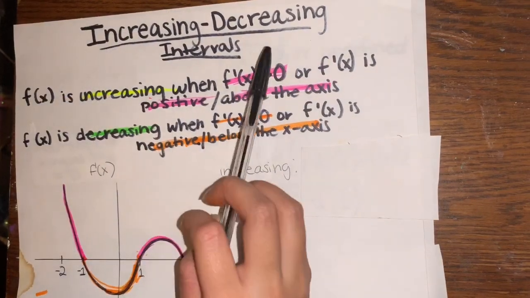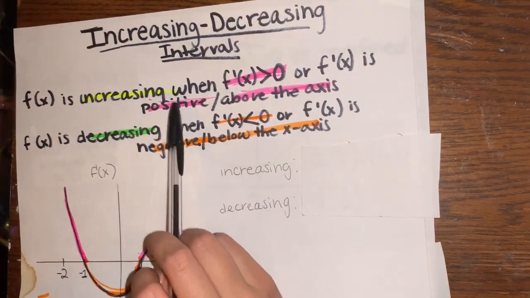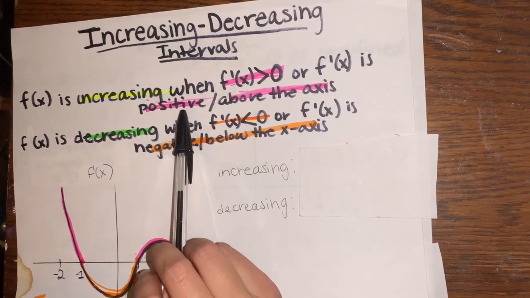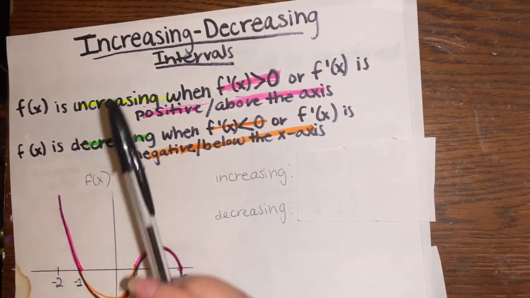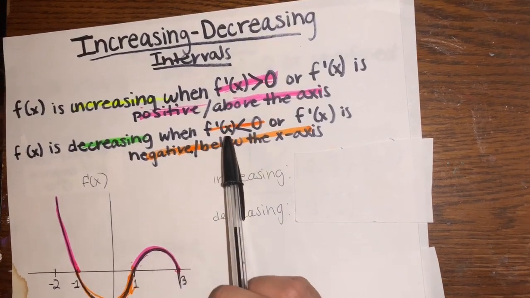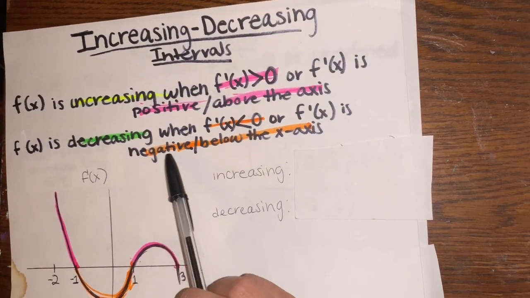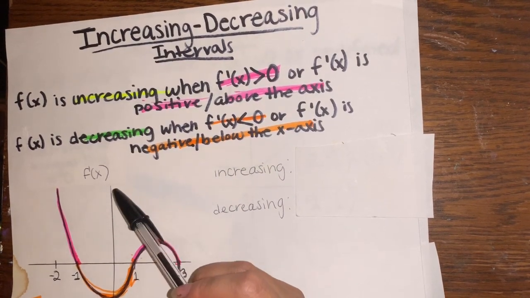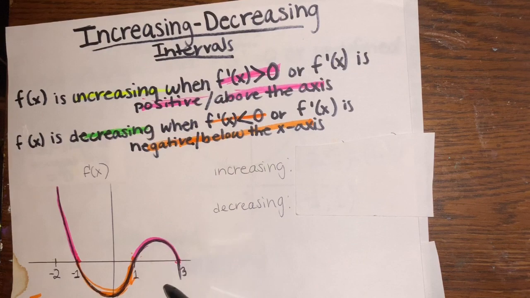So now let's look at our increasing and decreasing intervals. F of x is increasing when f prime of x is greater than 0, or when it's positive, above the x-axis. F of x is decreasing when f prime of x is less than 0, negative, or below the x-axis. We are given the same graph of f prime of x as the previous question.